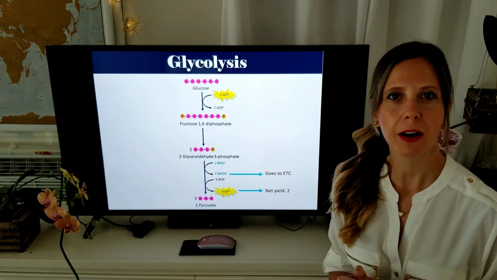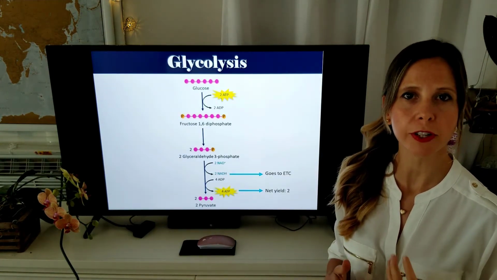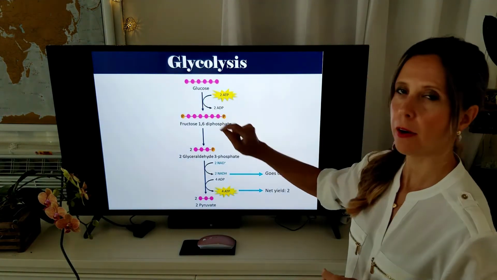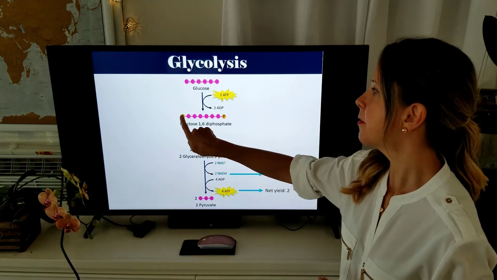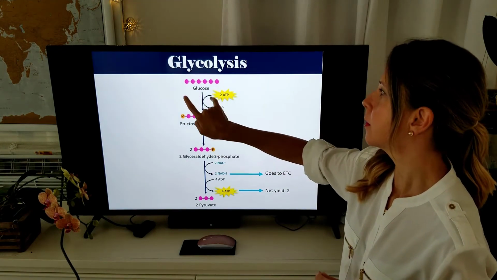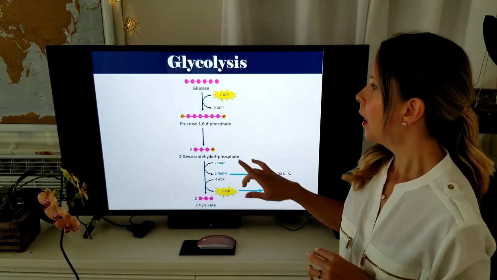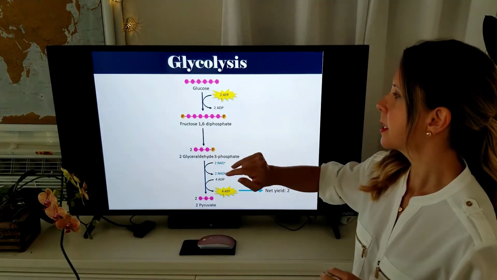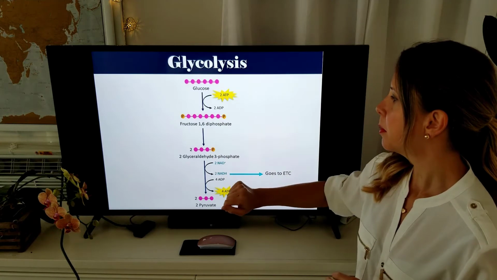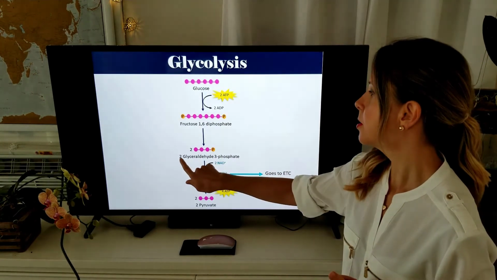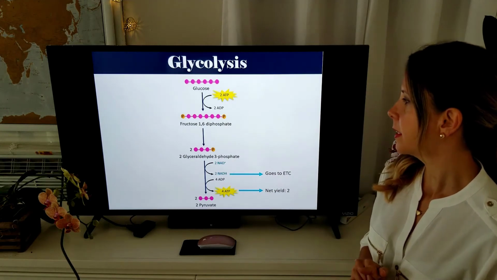The first step in glycolysis is the conversion of glucose to fructose 1,6-diphosphate, and this step requires an input of 2 ATP. So these phosphate groups that get attached onto the glucose molecule originate from these ATP molecules. After the formation of fructose 1,6-diphosphate, this molecule will be cleaved, forming glyceraldehyde 3-phosphate. So we'll produce 2 glyceraldehyde 3-phosphates.